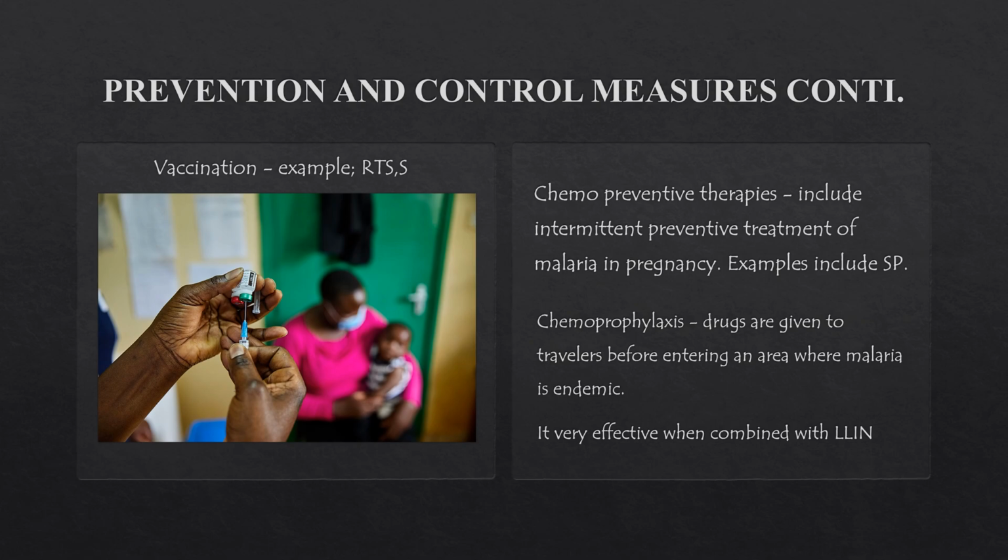Vaccination is another form of preventive measure against malaria. We have a vaccine that is used to vaccinate or immunize children from age 6 months upwards. Again, we have the chemopreventive therapies, which include intermittent preventive treatment of malaria in pregnancy. An example is sulfadoxine pyrimethamine.